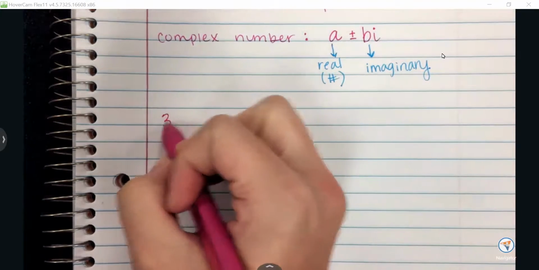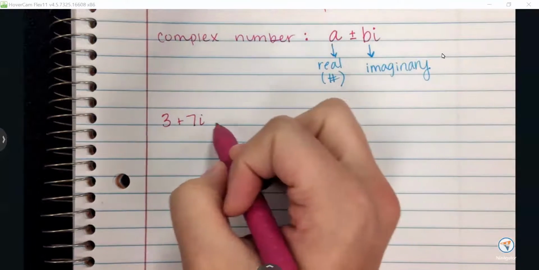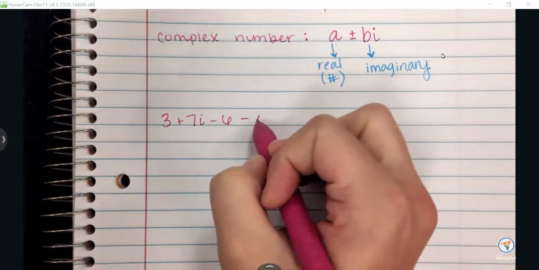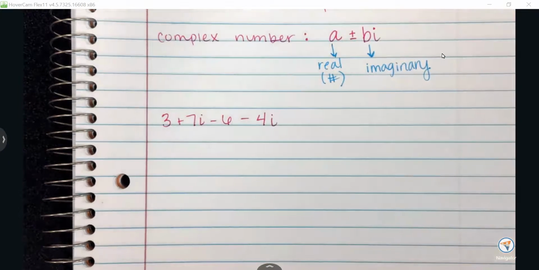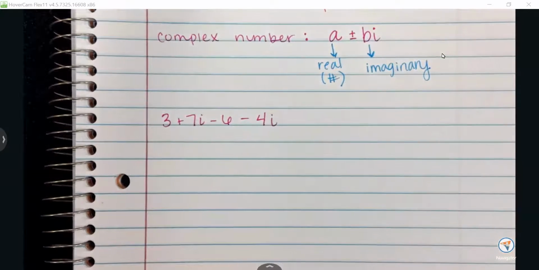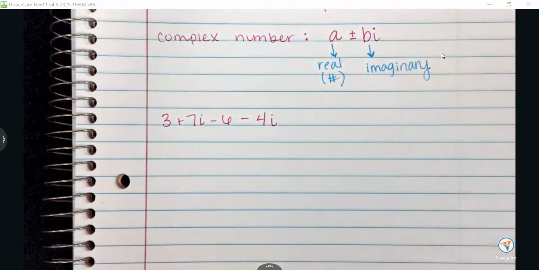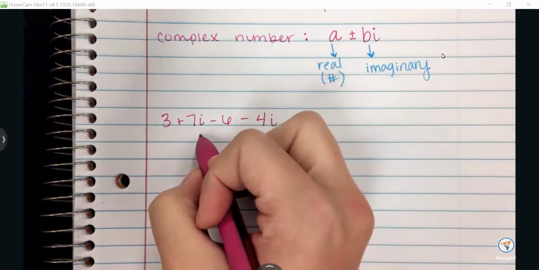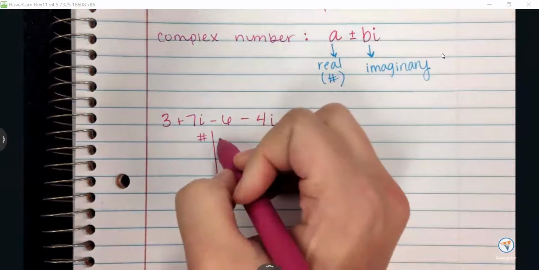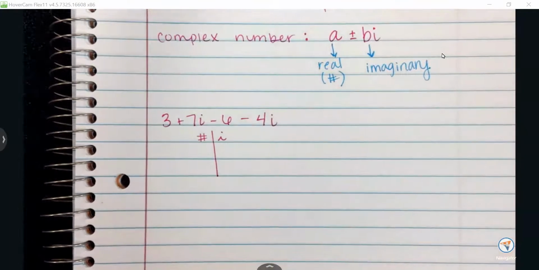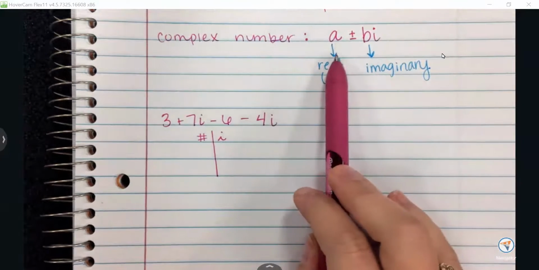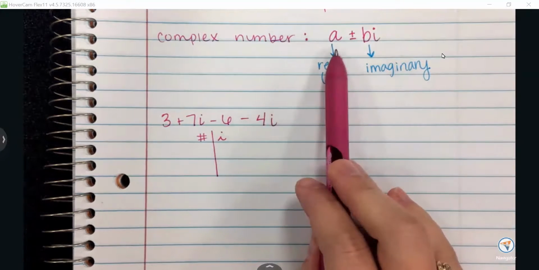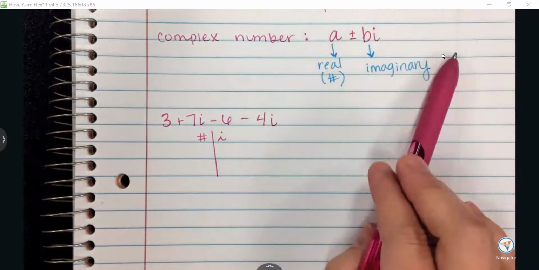So what if I have 3 plus 7i minus 6 minus 4i? Which ones can I combine together? The 3 and the 6, and then the i's combined. So look how I'm going to show you. Easy peasy. You can do it whichever way you please. I like to make a table. Number and imaginaries, because it has to be in that order. If your number is not first, it will be counted wrong. So it has to be number, then imaginary.